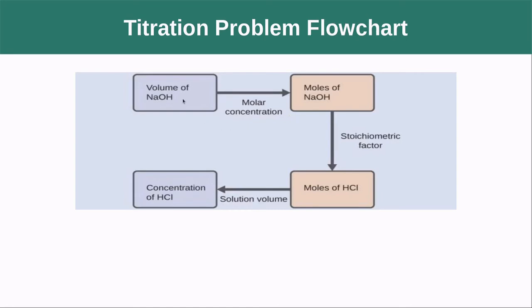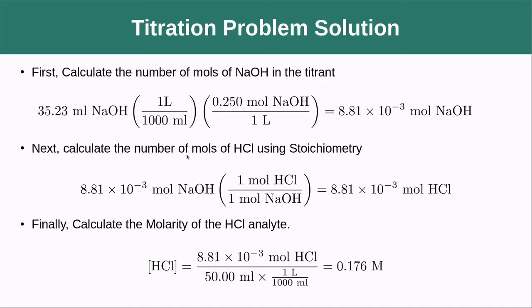Here's our flow chart. We're going to start off with the volume of sodium hydroxide. We're going to use the molar concentration to figure out the moles of sodium hydroxide. We'll then use the stoichiometric factor to figure out the moles of HCl. And finally, we'll use the volume of solution to figure out the concentration of HCl. So, we take 35.23 milliliters of sodium hydroxide. We use that conversion that I mentioned to get it into liters. We'll multiply that by that concentration. We have 8.81 times 10 to the negative 3 moles of sodium hydroxide.